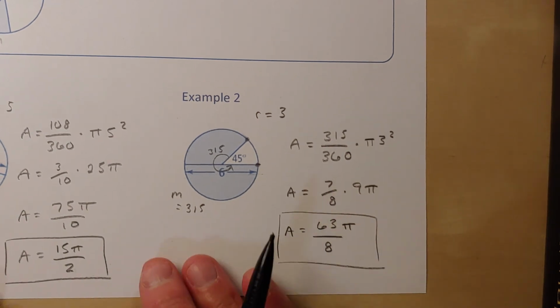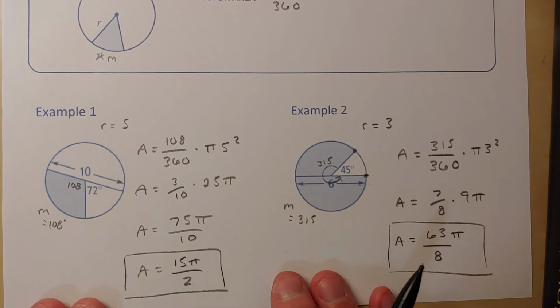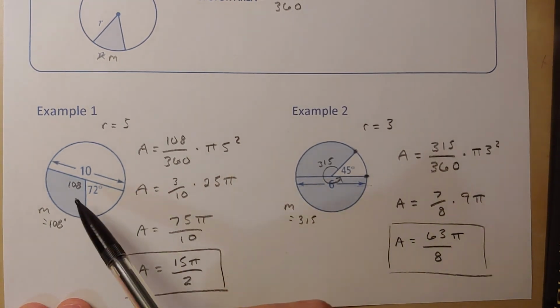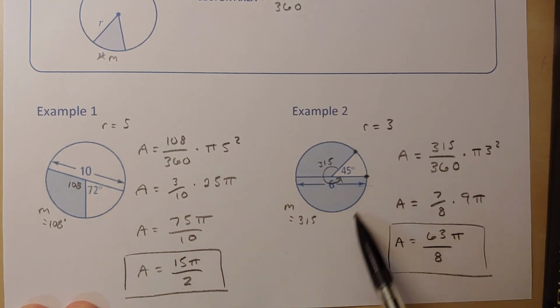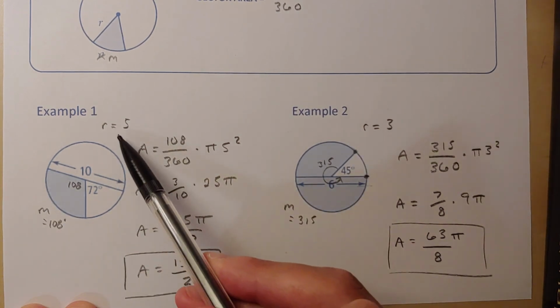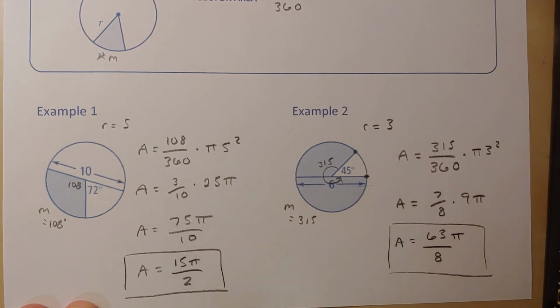Okay, so you can see the similarities between sector area and arc length. In both cases, we need to figure out the measure of the arc that we're working with, and we also need the radius of the circle. If you have those two things, use our formula and simplify.